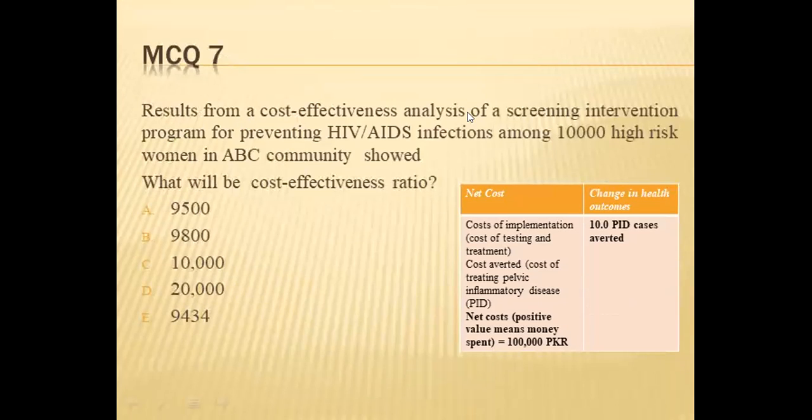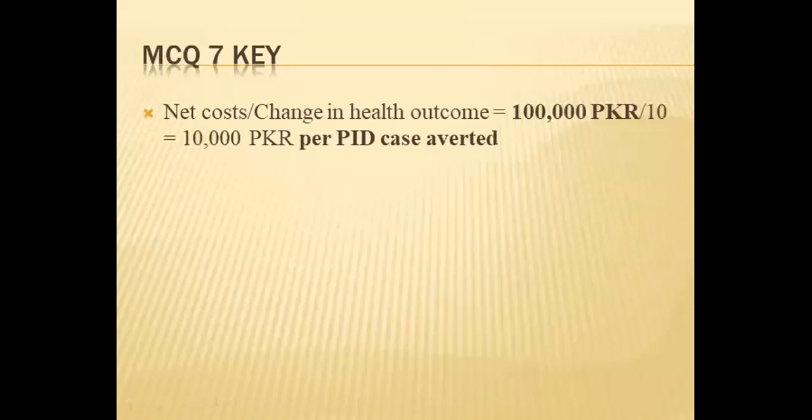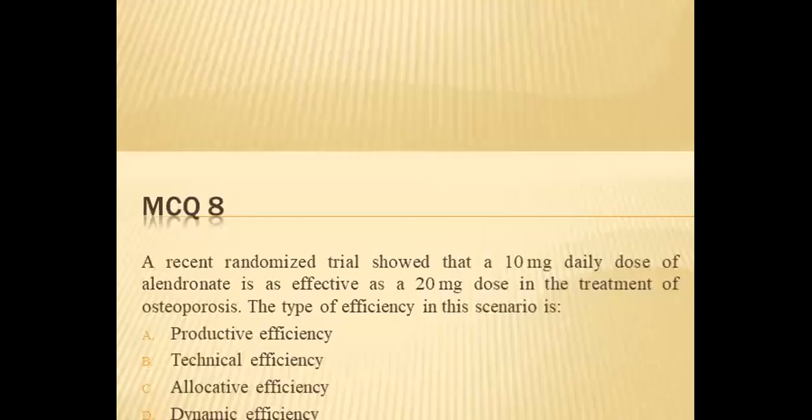Program results from a cost effective analysis of a screening intervention program preventing HIV/AIDS infection among 1,000 high risk women in ABC community. Total net cost is 1 lakh, and the change in outcome is 10 pelvic inflammatory disease cases averted. What will be the answer? C is the correct answer, because the cost divided by the output gives the cost per PID case averted.